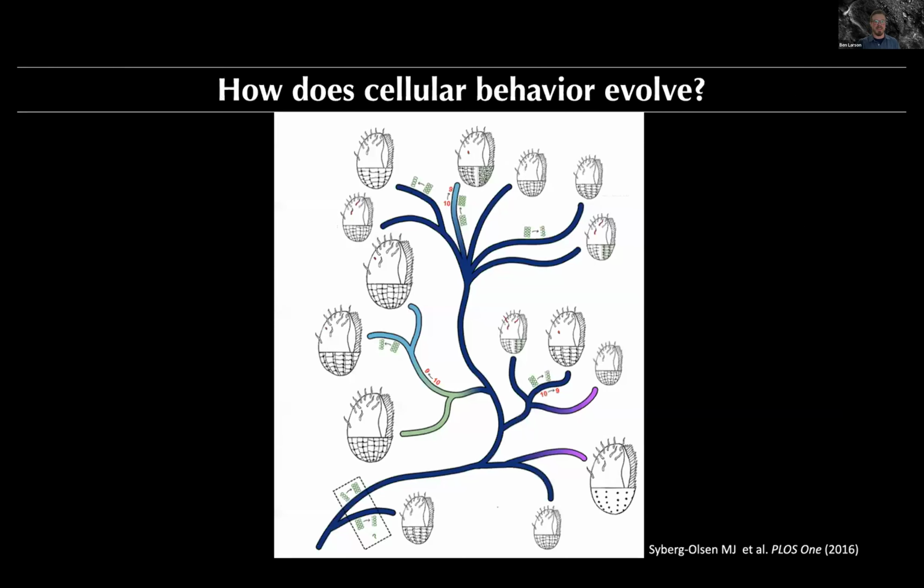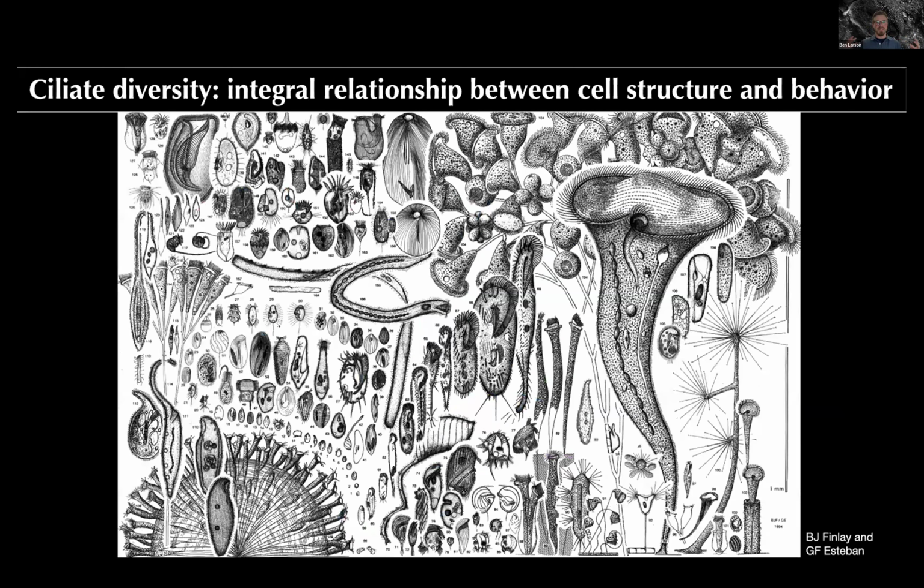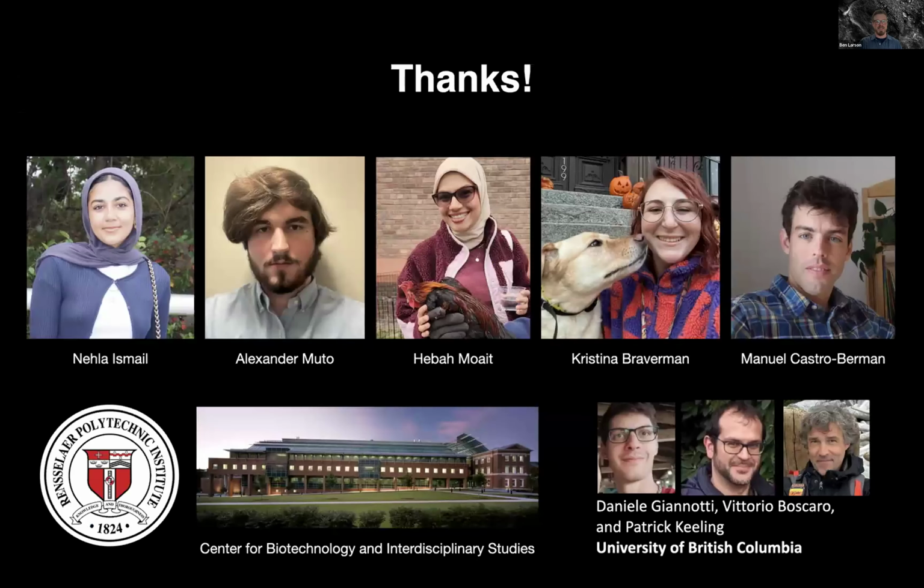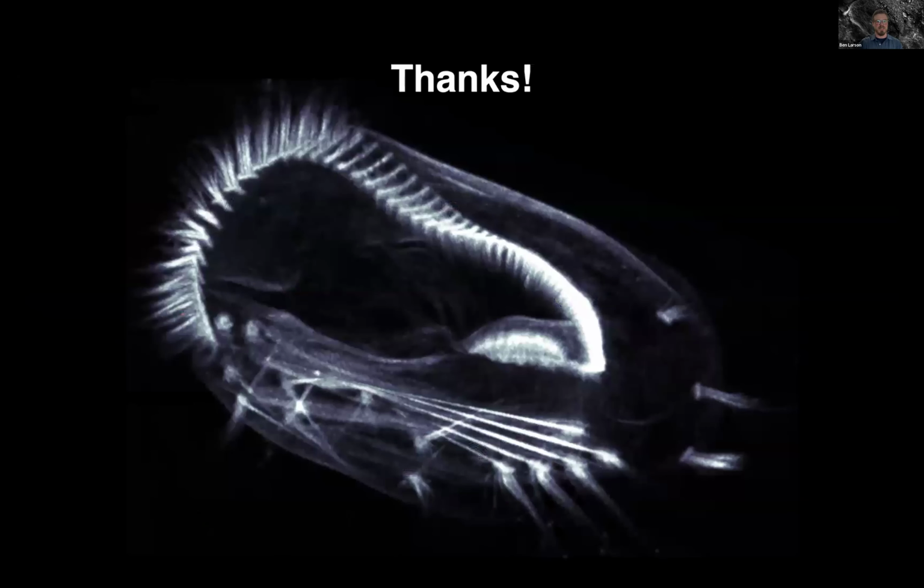And so with that, I'd like to just wrap up by saying I think Euploides could be a powerful system for understanding the evolution of cell behavior and morphology. And more broadly, across ciliates, we have this integral relationship between cell structure and behavior, whereby modification of cortical architecture, cytoskeletal architecture, can give rise to this incredible diversity of form and function among these different types of ciliates. So with that, I'll thank people who helped with this work in many ways, and then also thank you for your time and attention.